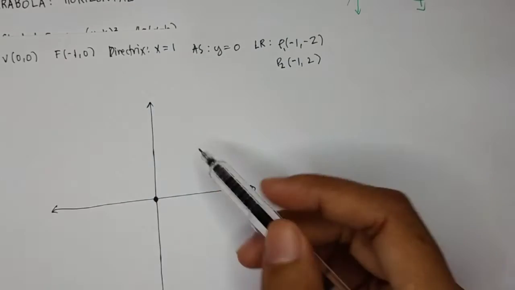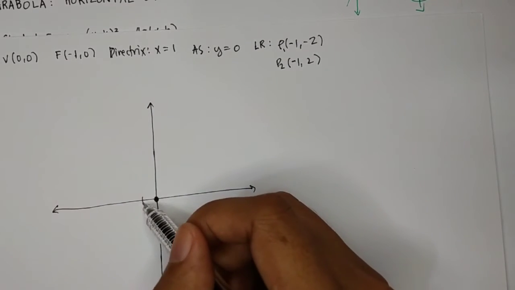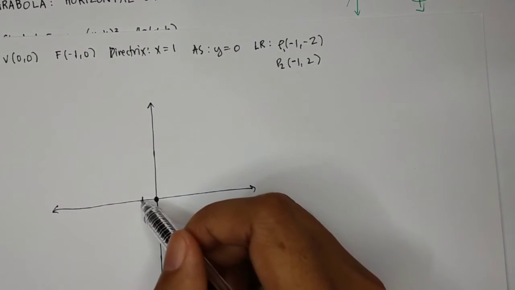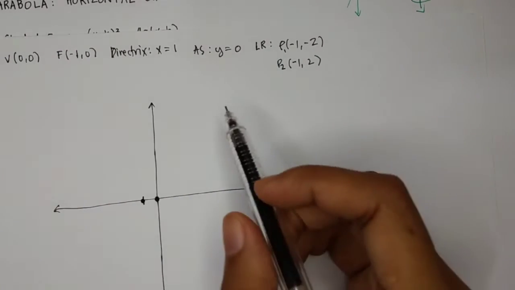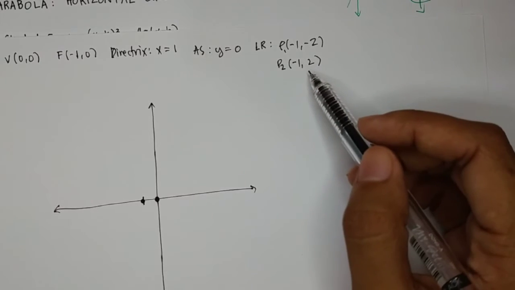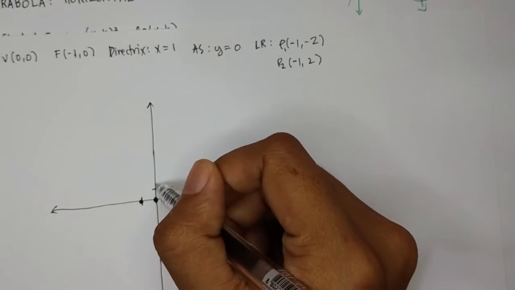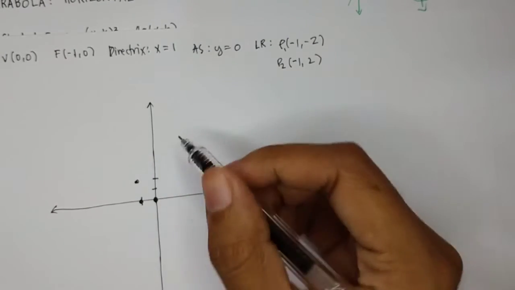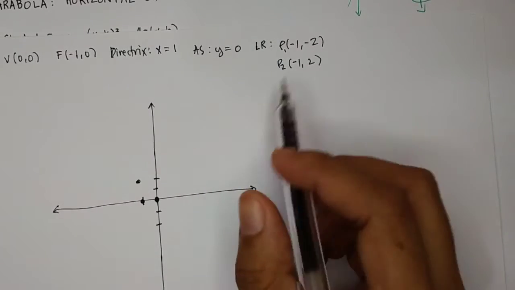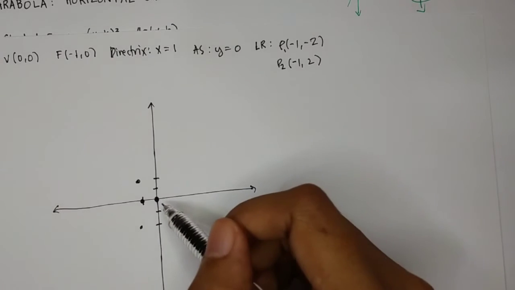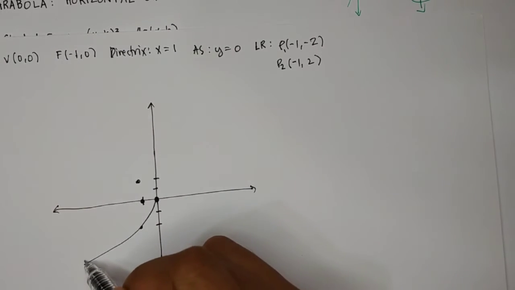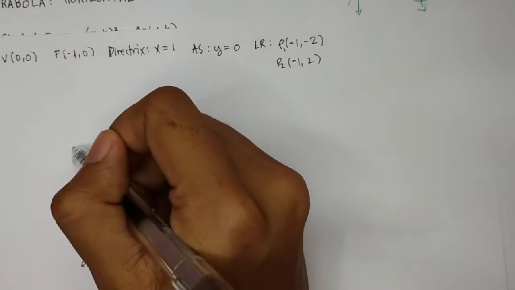Okay, saan yung negative 1? We have negative 1, 0. So, ito yung focus natin. So, ang yung endpoints ng latus rectum natin, we have negative 1 and 2, 1, 2. So, we have 1, 2, then we have 1, 2. We have negative 1, negative 2, then we also have negative 1, 2. So, yung magiging graph natin is somewhat like this.